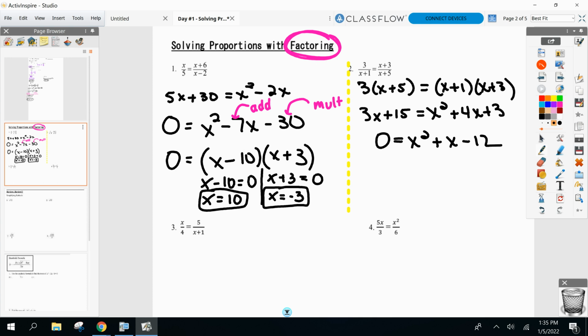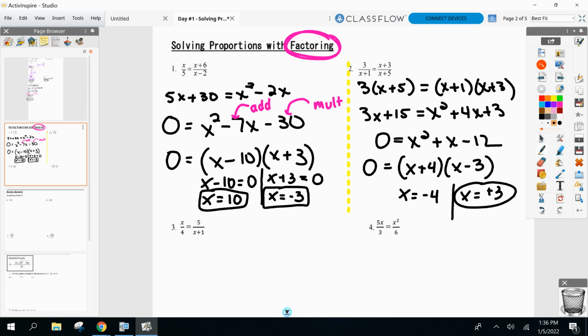When you set it equal to 0, x squared plus x minus 12. We're good there. Now I look to factor. X plus 4 and x minus 3. Two numbers that multiply to -12 but add to 1. We're all good. Now set each of them equal to 0. X equals -4. X equals +3. All good? Questions?